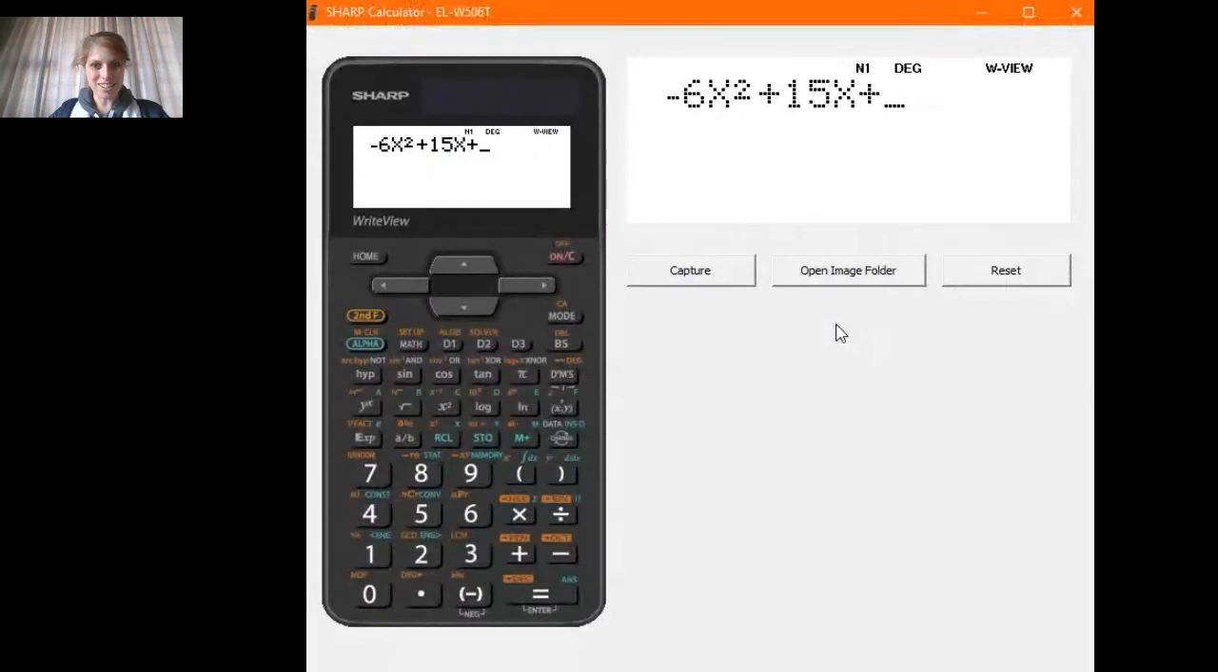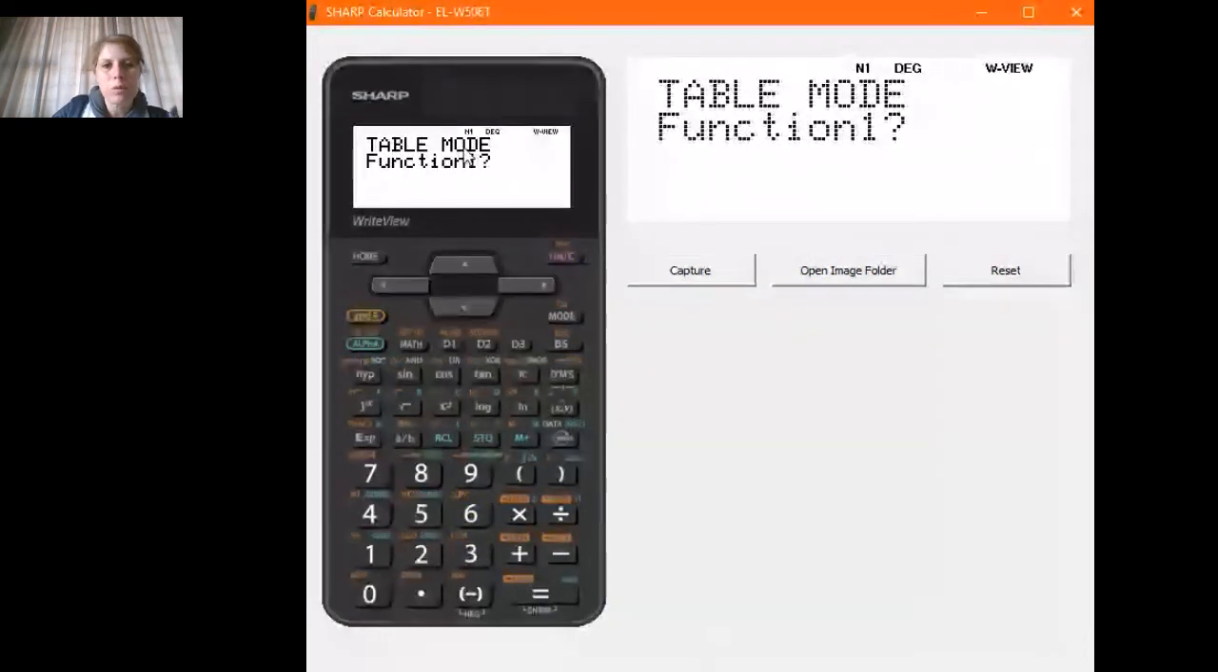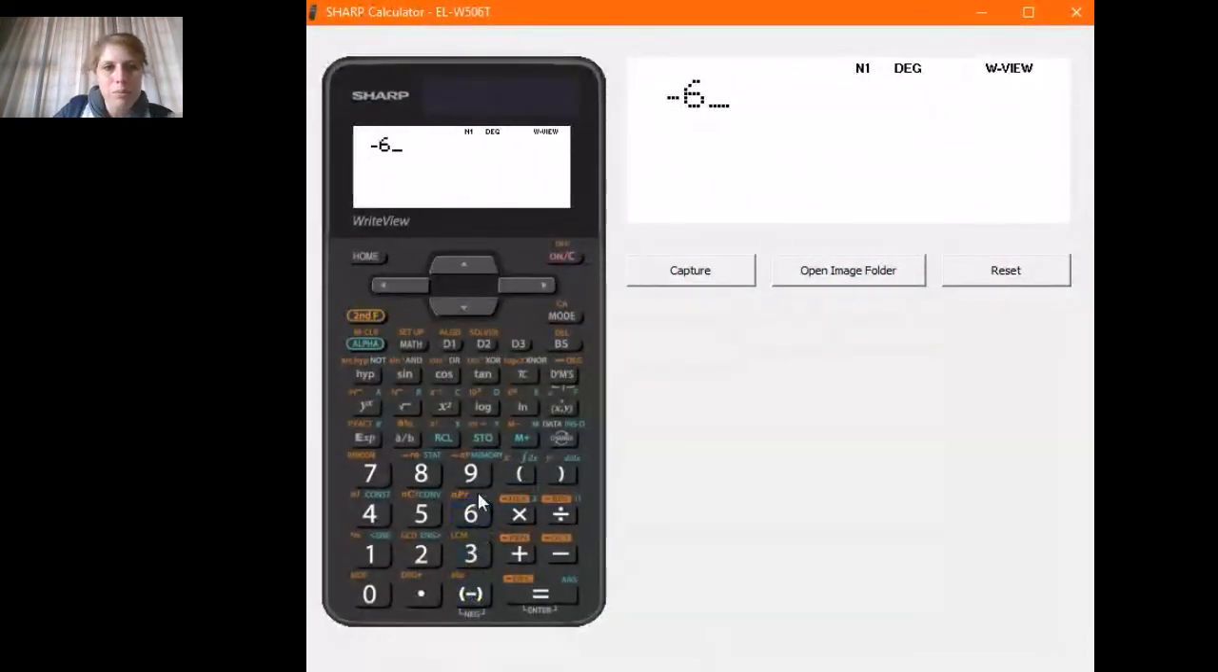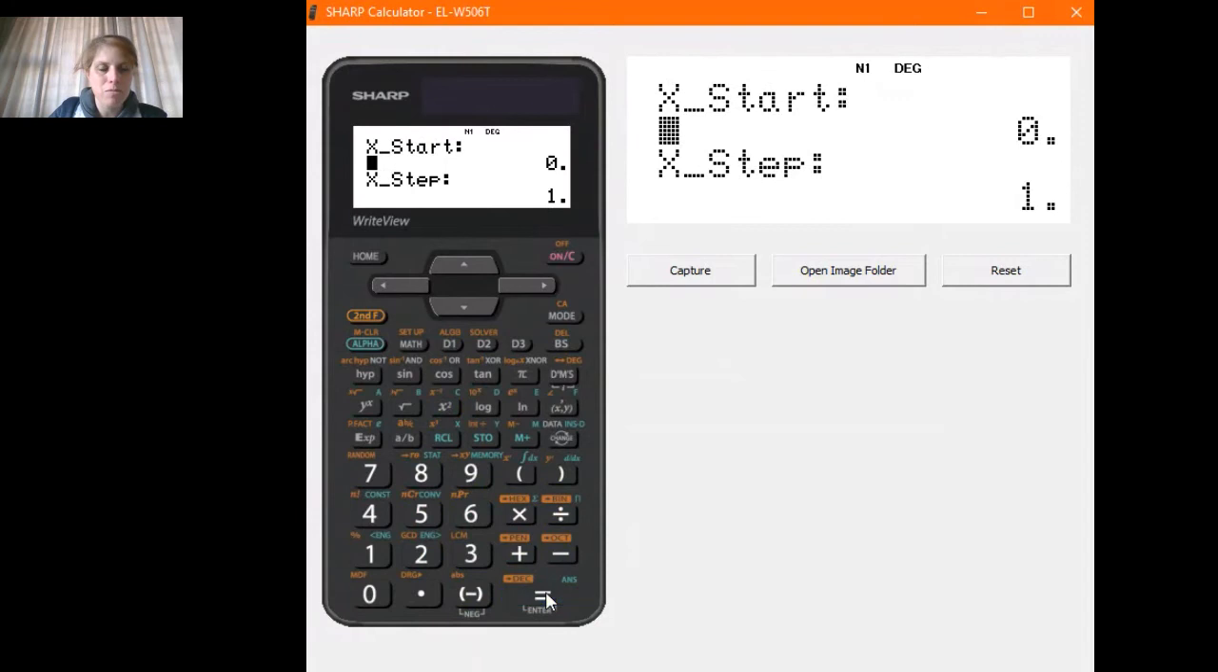Here, there it is, right? So, and then plus 36. Yeah. So, sorry, let me just go back here. So, we're in table mode. I'm just going to put in the function for you, 6x squared plus 15x plus 36. So, you can see table mode is really super handy. Again, we're going to skip function 2.